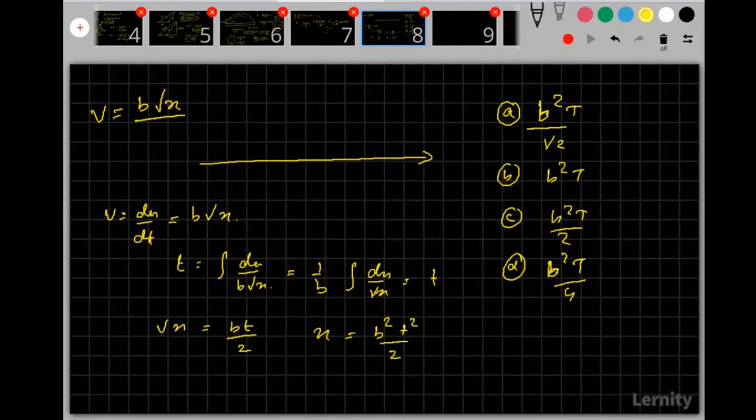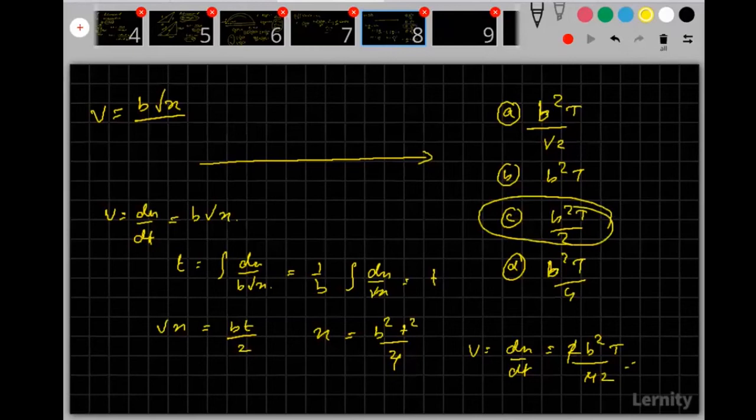So from that you will get v is equal to dx by dt. So it will become 2b squared t by 4. So this will get cancelled and you'll get option C. Try to work it out. V is equal to b times root x. V is equal to dx by dt. So dx by dt is equal to b root x. Cross multiply, get the value, and then you will see.